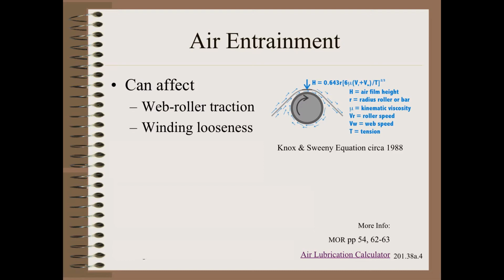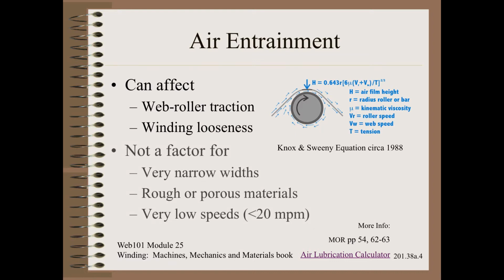Analogous physics also happen during winding, as air entrained between the layers loosens the wound roll for certain cases. These more complicated physics are thoroughly described in Module 25 of my Web 101 winding class and are thoroughly detailed in my second winding book. So how do we know if any of this matters? Simple. It will not matter if the web is narrow, rough, or porous. It will also not matter at low speeds. In fact, the best test for air entrainment is speed sensitivity.